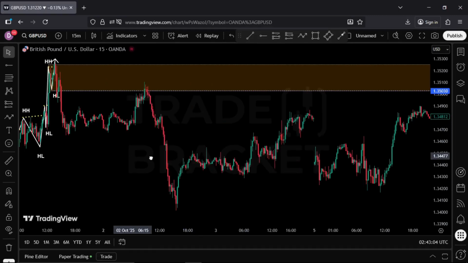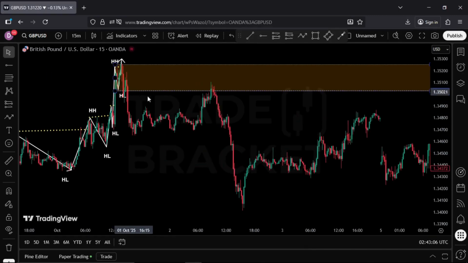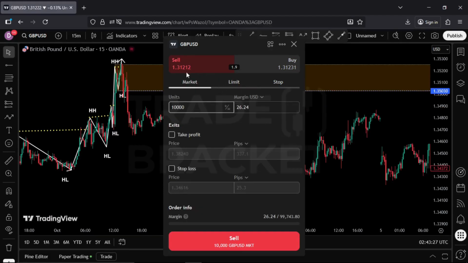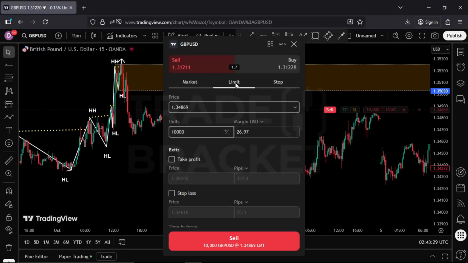But again, I don't want to be on my chart the whole day, guys. Okay, and what do I use? I use pending orders, and the pending order I'm going to use is the sell limit pending order. So just go ahead and right click and click on add. Okay, so select sell, and you can see it's already selected. It's limit right here, so it's sell limit. All right, then click right here where it says sell.